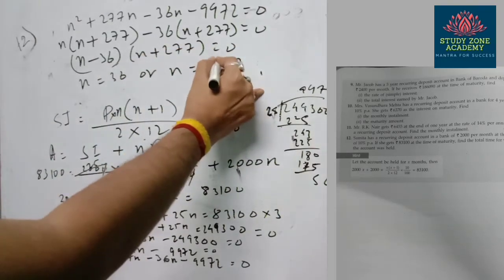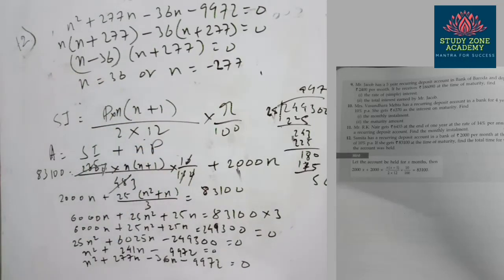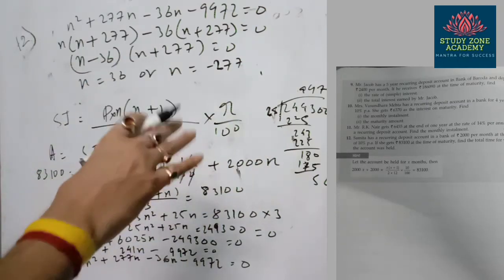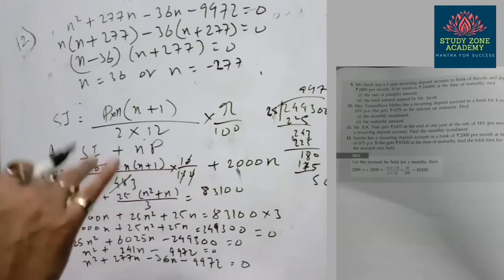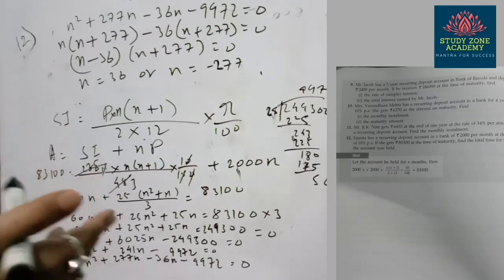Time cannot be negative. I'm repeating, you need to write that thing. Time cannot be negative. So we're taking the value of time as 36, not minus 277, because time cannot be negative. You need to write this thing after this sum. Clear? So the time period x cannot be negative. Therefore, time is equals to 36 months.